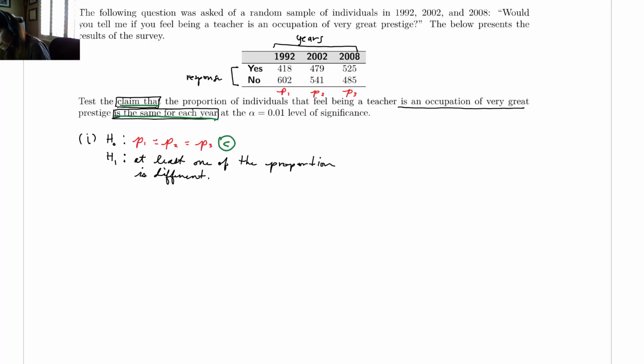Step 2, identify the alpha. The alpha they give us is 1%. And step 3 is going to be calculating the expected counts, so calculate E sub i. And then again, we're going to do that on the calculator.